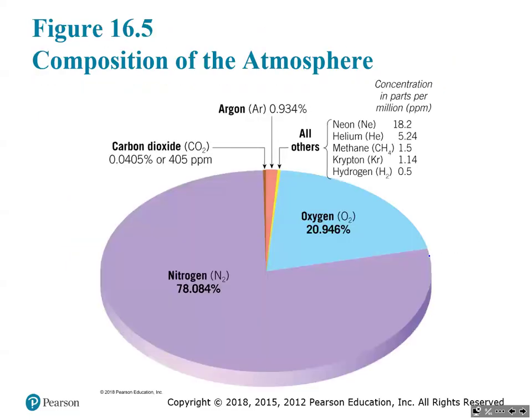So the atmosphere: nitrogen's about 78%, oxygen's about 21%, argon's about 1%. Carbon dioxide is 405 parts per million, 0.0405%. And then everything else: there's about 18 parts per million neon, 5.524 parts per million helium, 1.5 parts per million methane, 1.14 parts per million krypton, 0.05 parts per million hydrogen. Little bits of stuff.